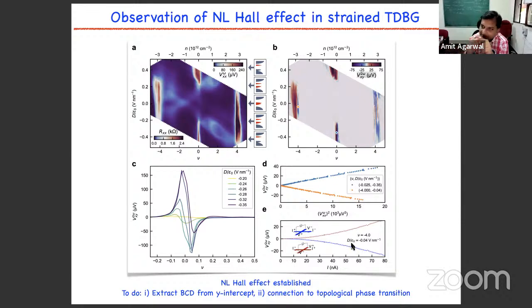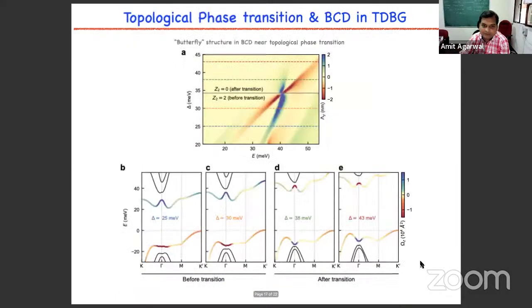So this just establishes that this is, number one, a second order nonlinear Hall effect, and second, that it is not coming from the contacts or some other spurious effects. Okay. So this establishes the nonlinear Hall effect. We still have to work a bit more to extract the BCD, Berry curvature dipole, from the y-intercept of the scaled curves with the sigma xx square, and we still need to connect it to the topological phase transition. Okay, so that's my last job basically.